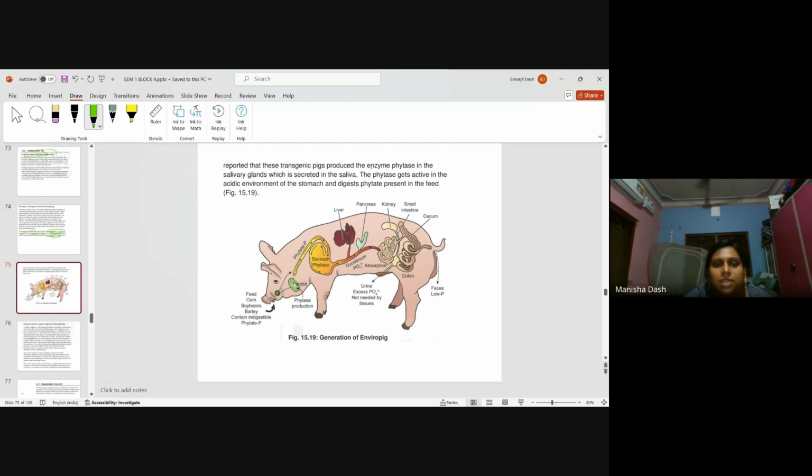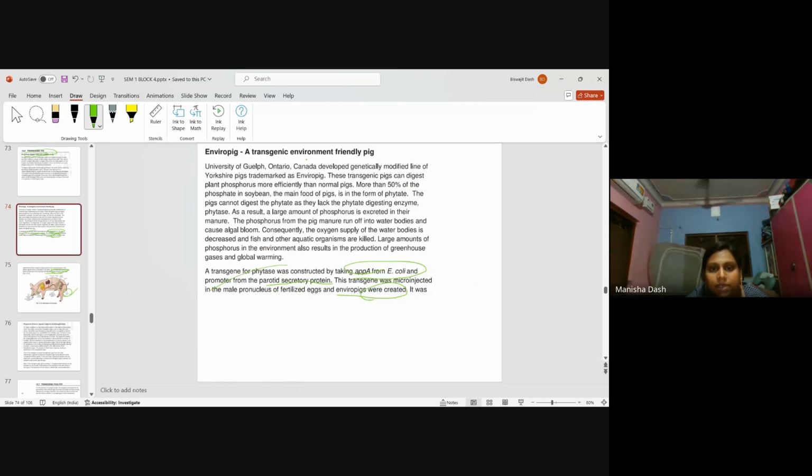These transgenic pigs produce the enzyme phytase in the salivary glands, which is secreted in the saliva. The phytase gets active in the acidic environment of the stomach and digests the phytate present in the feed, so that whatever fecal matter is excreted by this pig has low phytate. The phytate is actually an environmental pollutant. Because of the genetic modifications in the pig, you now have excreta which has low phytate. You can go through the text, you will get to know.